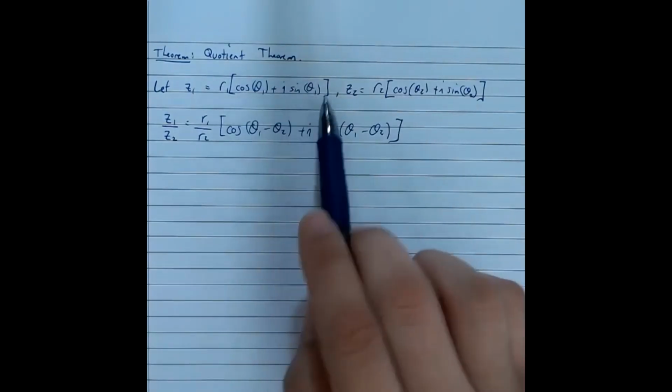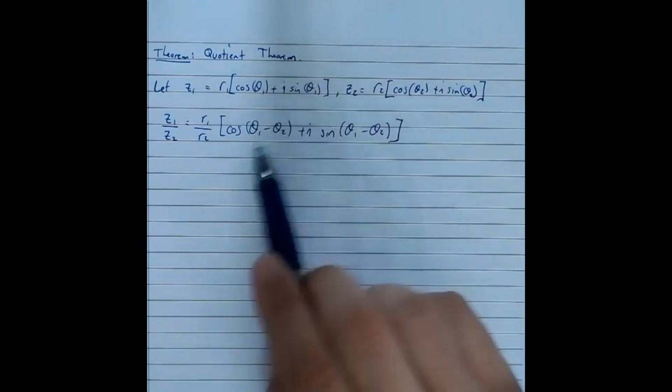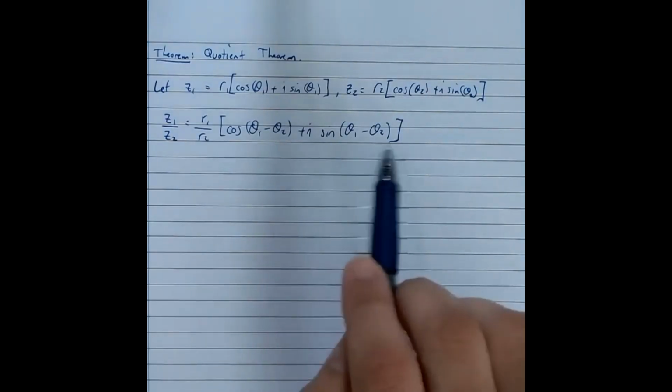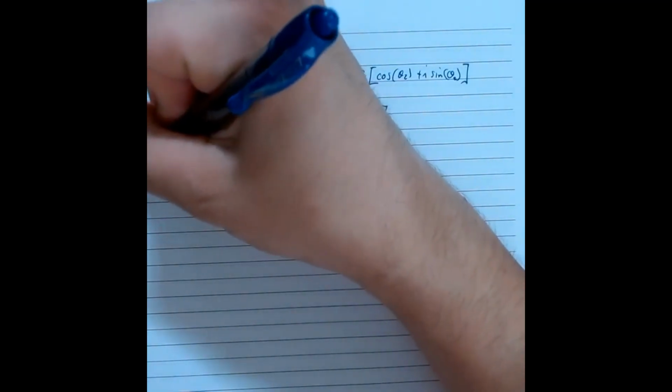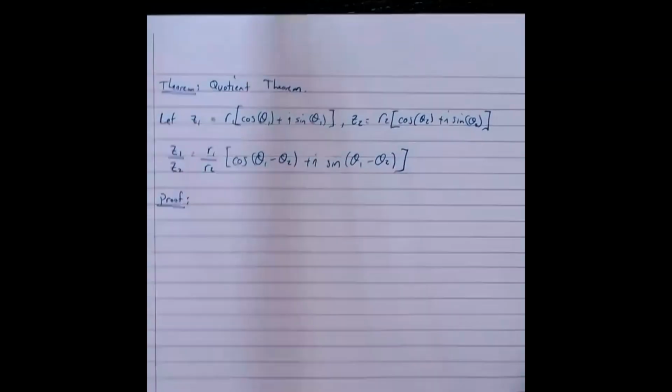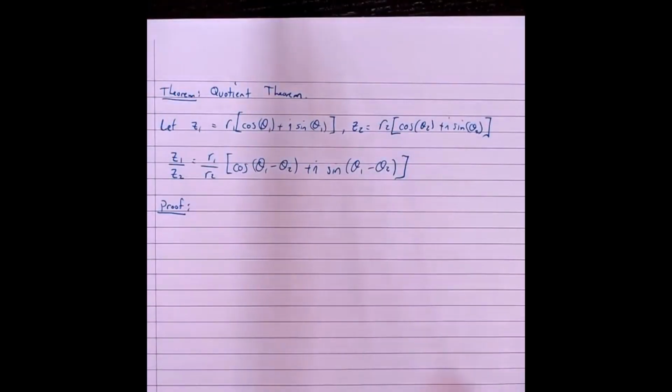But if you multiply this one by the conjugate of this one, it expands out to give you the difference formulas. So here, we're just going to go ahead and say the proof is omitted, partially because it's very much the same as what we've already seen. So we're not really gaining much by seeing another proof that's so similar.